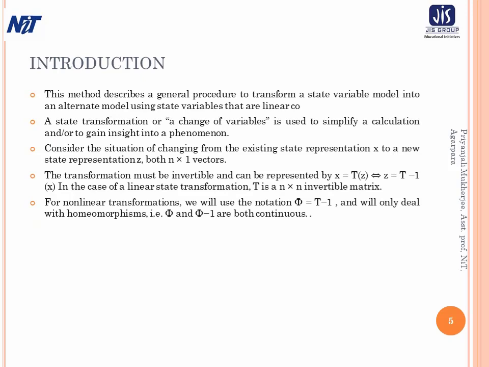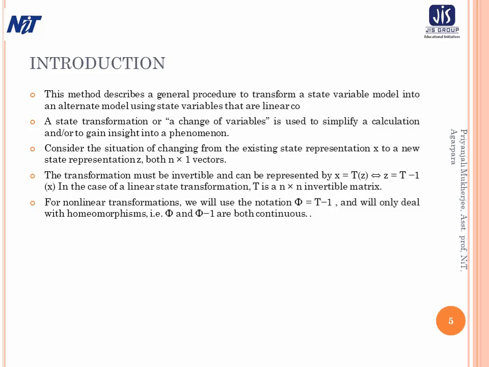So far we have seen that the parallel form of realizing a system results in a diagonal system matrix A. Now this linear transformation describes the general procedure to transform the state variable model into an alternate model using the state variables. A state transformation is a change of variables. It is used to simplify a calculation or to gain insight into a phenomenon.